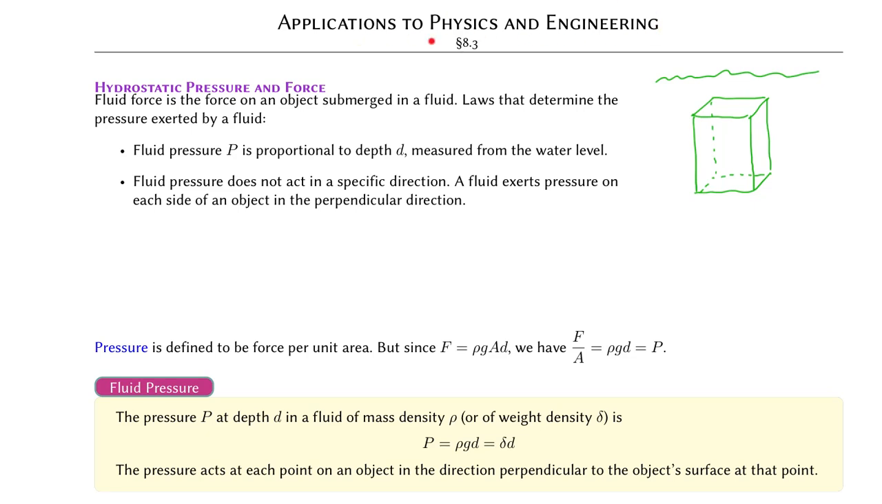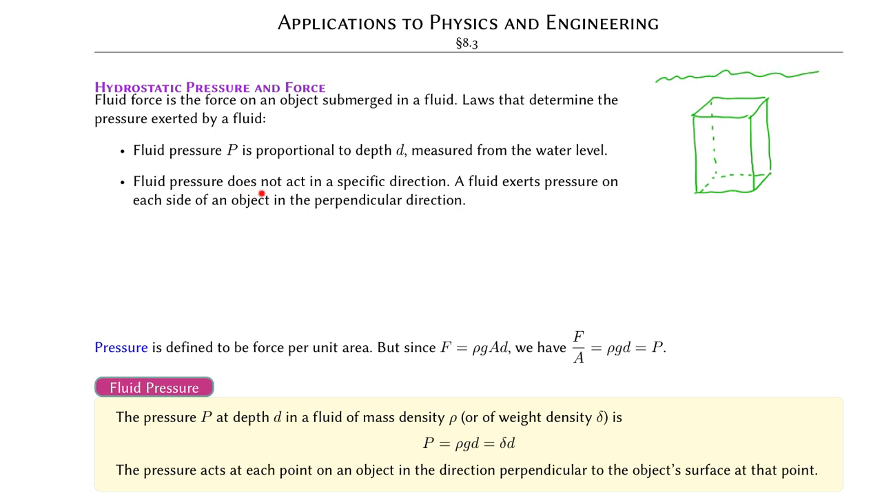Application to physics and engineering. Hydrostatic pressure and force. Fluid force is the force on an object submerged in a fluid. The laws that determine the pressure exerted by a fluid are as follows. Fluid pressure P is proportional to the depth d measured from the water level. d is the distance from any point on the surface to the water level.